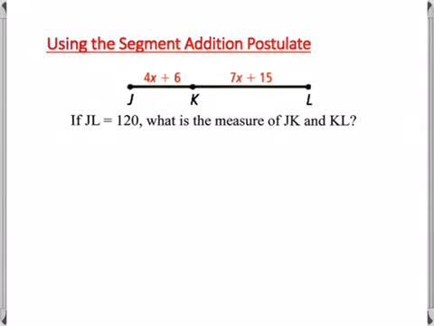This example is very, very similar to the last. They're telling us that JL, or the entire segment, has a length of 120, and we know that the part plus part should equal the whole. So right now we want to make sure we're taking JK plus KL is equal to JL. So go ahead and pause the video, work this one out on your own, and then check your answers after you're done. I'll give you a minute, and then when you unpause it, you should see the answers.